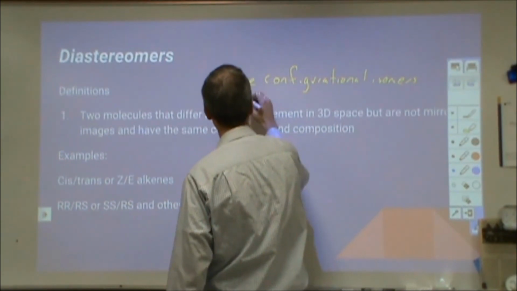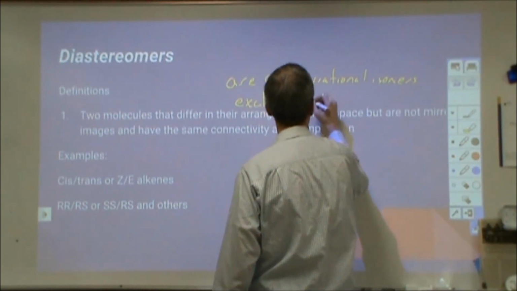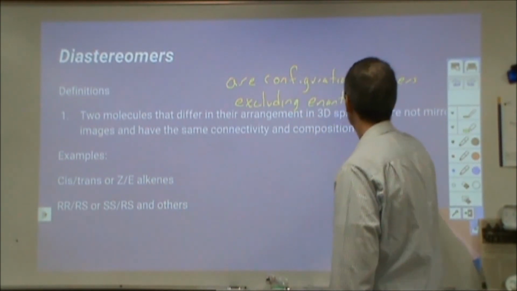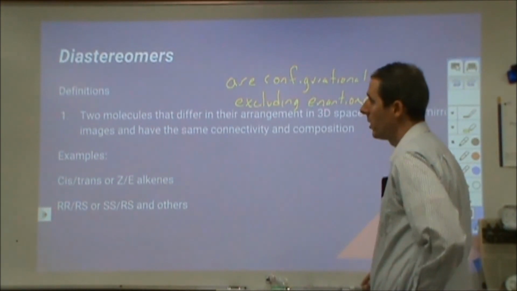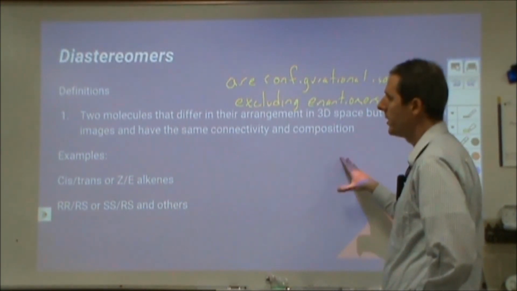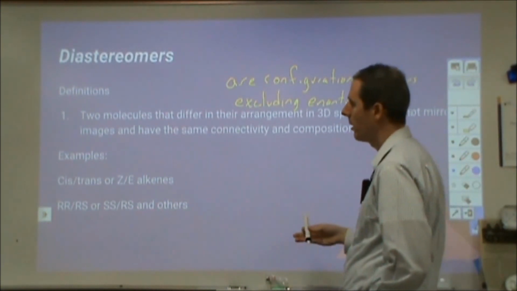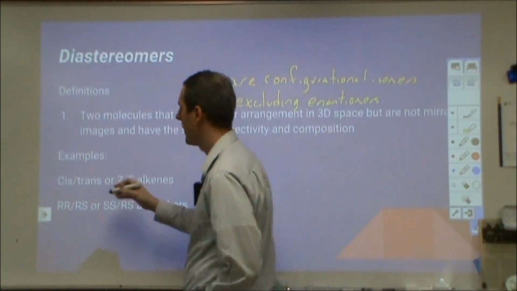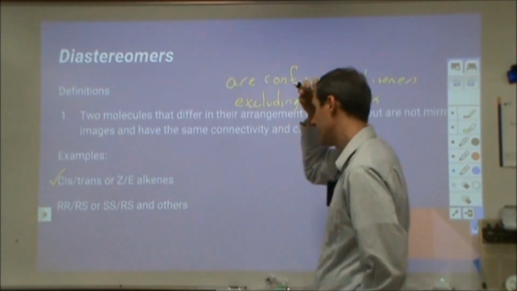But it's excluding enantiomers or chiral molecules. So what things are different in 3D space that are not this 4 different groups attached to a carbon arrangement? There are 2 kinds of that. One are the cis and trans, or the E and Z alkenes.